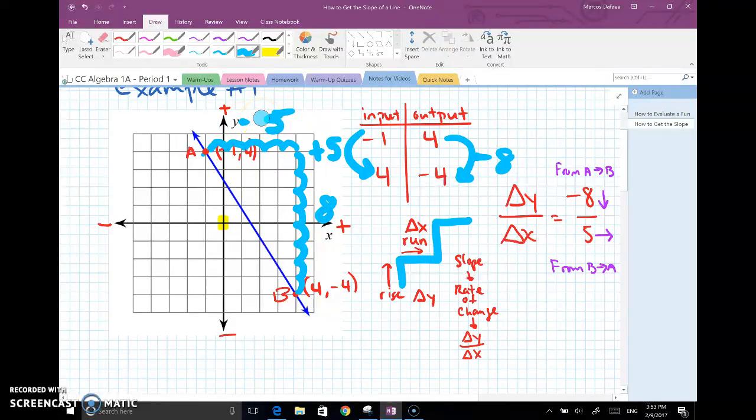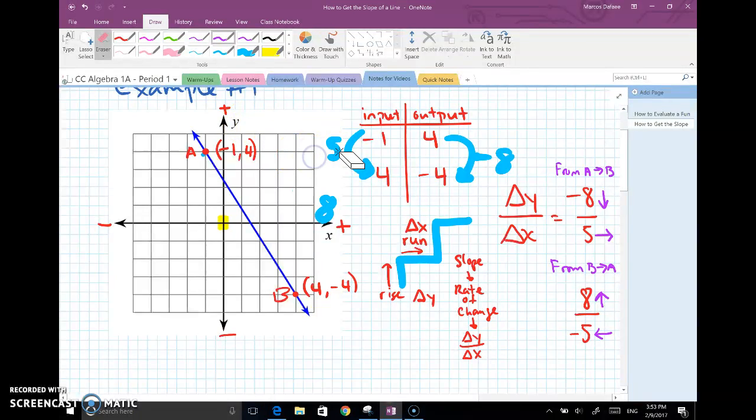So that means that my slope ends up being different. It ends up being 8 positive, but 5 negative. And all that means, in terms of directions, is that I would go up 8 times instead of down 8 like it was over here. And instead of going to the right 5 times like I did over here, I would now have to go left 5 times to get from one point to another. And there you have it. That's the slope of a line.